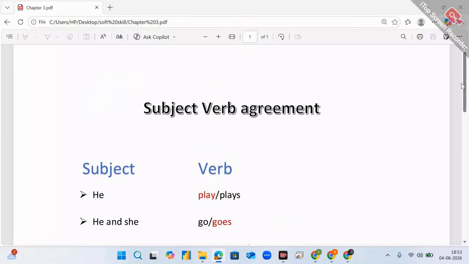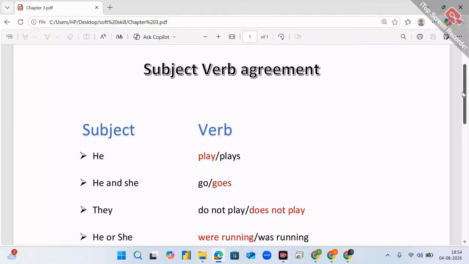Hello students, today we are going to discuss subject-verb agreement. I hope everyone has watched the previous session on all the verb forms, right? V1, V2, V3, V4 and V5. Coming to today's session, we are going to see which verb to be used for which subject.